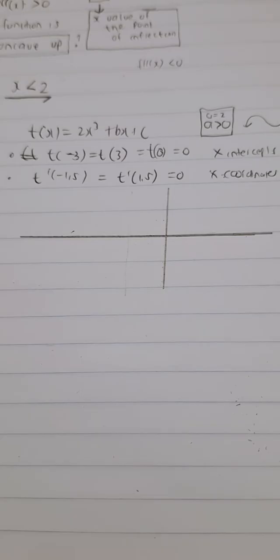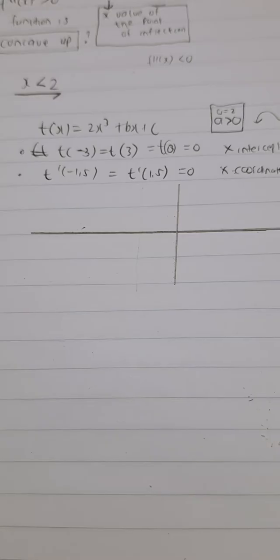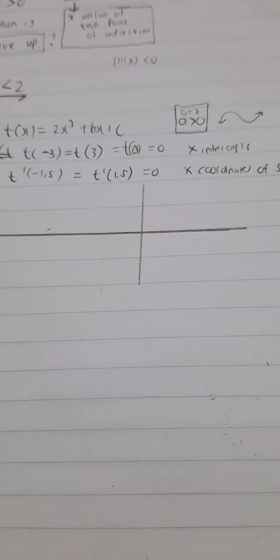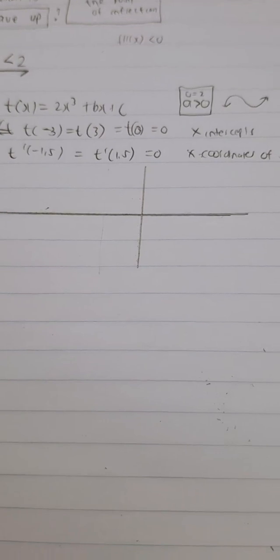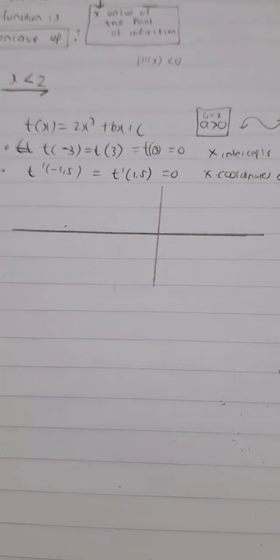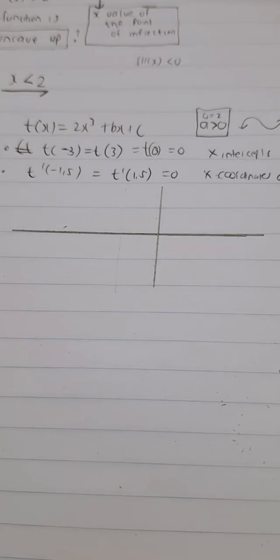Remember, they just said use this information to draw a neatly labeled graph of t without solving for b and c. So this is going to be just a sketch graph without having to solve anything. We are just complying with what they've said so that we can be pleasing to them as to how they asked us to do things. First things first.